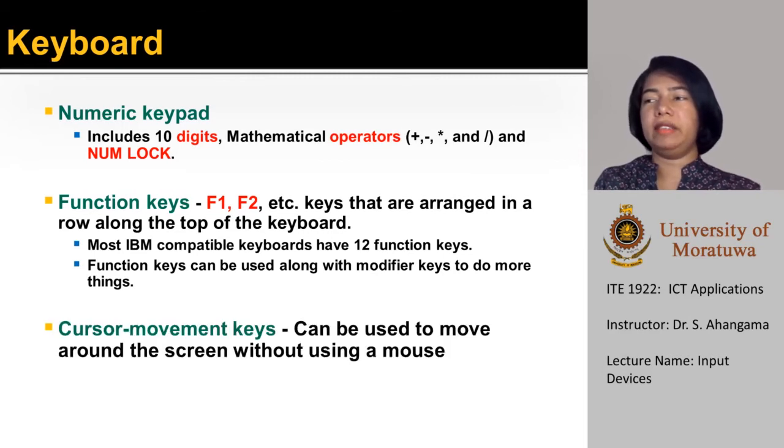Cursor movement keys. They let you move around the screen without using a mouse. It includes home, end, page up, page down, and arrow keys to move the insertion point up or down a single line or left or right one character space.